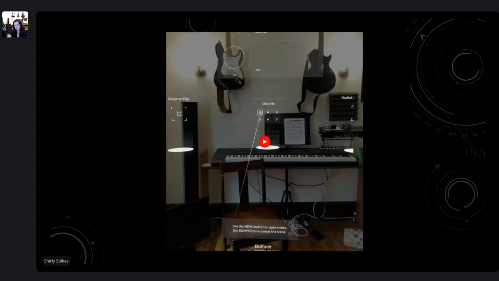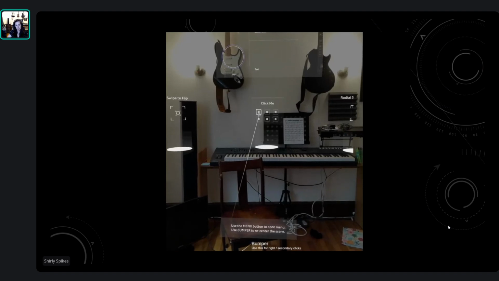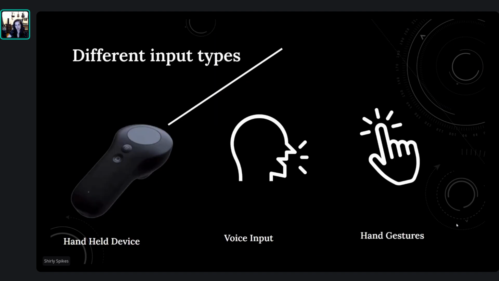So this is just a small example of what you can do when you really pay attention to audio. The next thing that I want to bring up is the different types of inputs that we have in those devices. It doesn't even matter if you're using our device or any other device. You have a handheld device, usually something like a controller or a tapper or something that you can hold in your hand. You have voice input nowadays, and you have hand gestures on most of the devices.